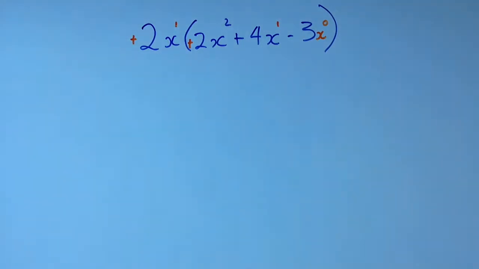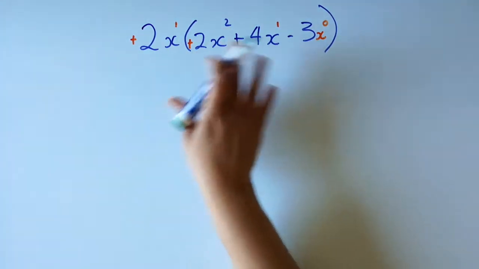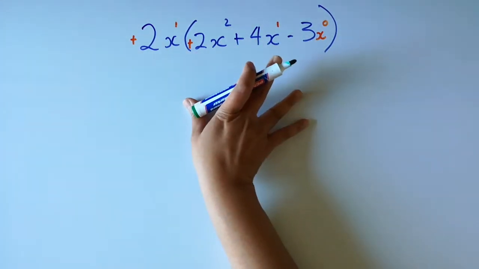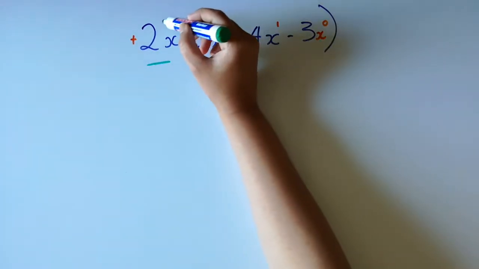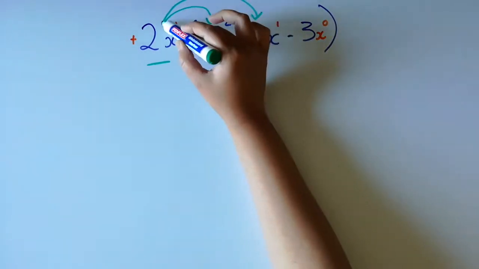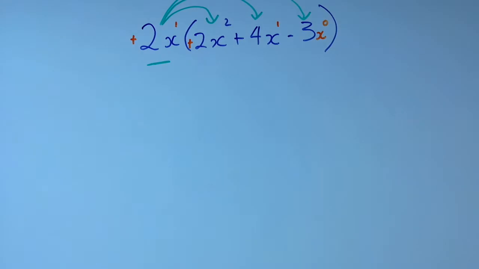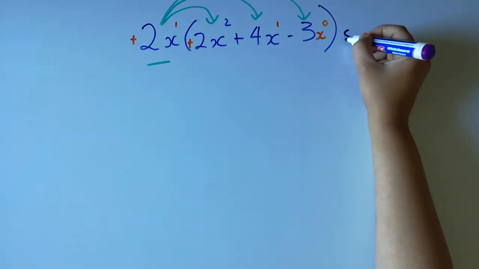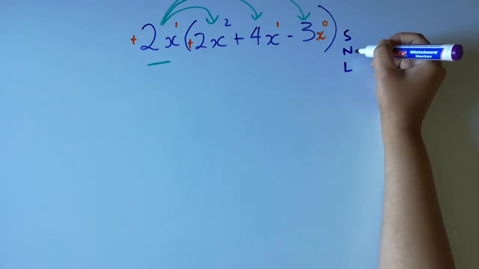The next thing we're going to do is put in our arrows. The arrows show you the order in which you need to work. So this 2x to the power 1, I'm going to multiply first here, then 2, and then 3. And our last step is SNL, sign, number, letter.